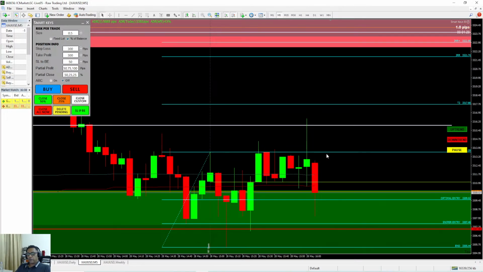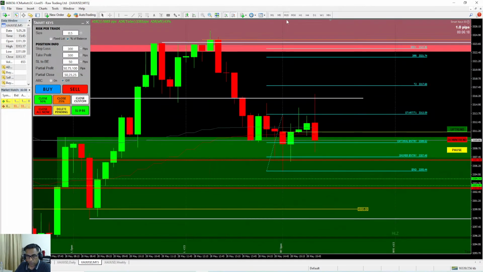Okay, I'll wait for the 15-minute candle to close. I'll be back in a couple of minutes. We've got about 6 minutes for the candle to close. Let's see where this candle closes. Are we going to push back up or are we going to push down?